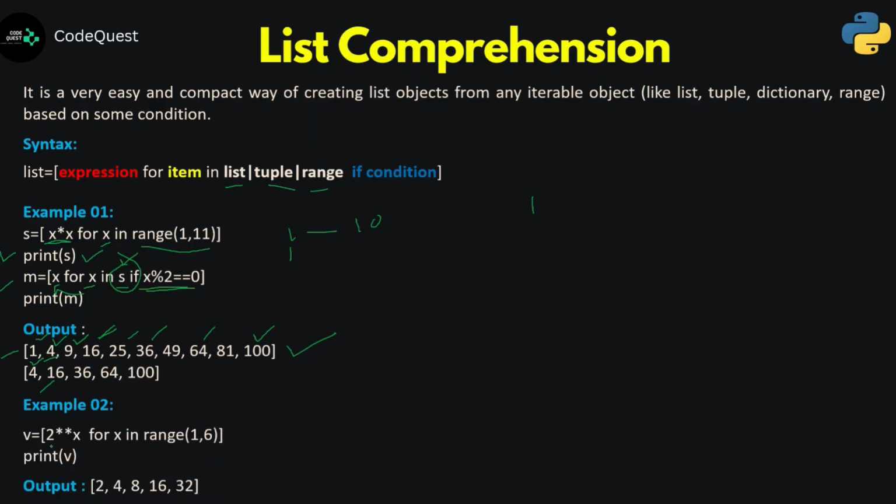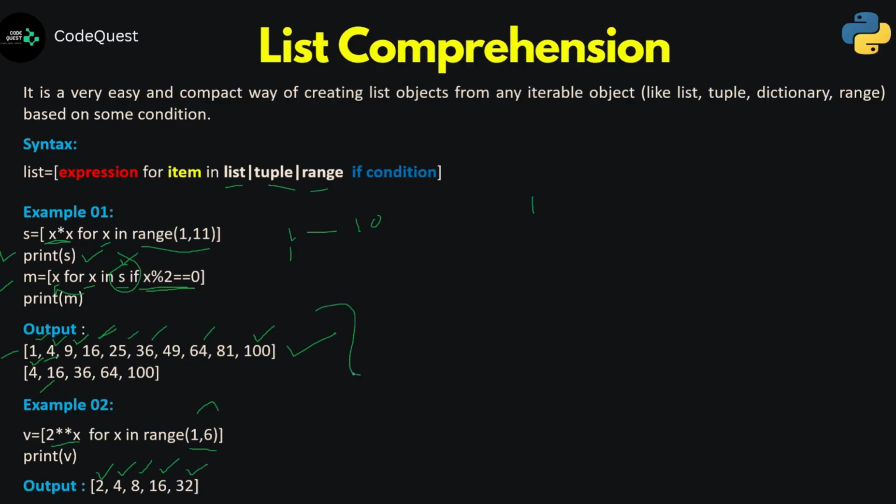Let's say we have taken 2 to the power x in the range of 1, 6. So it is going to produce what? 1, 2, 3, 4, 5. So for 1 it is going to be 2 to the power 1, that is 2. For x as 2, 2 to the power 2 is 4. When x is 3, it is 2 cube, that is 8. When x is 4, it is 2 to the power 4, 16. Similarly, for the last time when x is 5, 2 to the power 5, 32, will be produced.